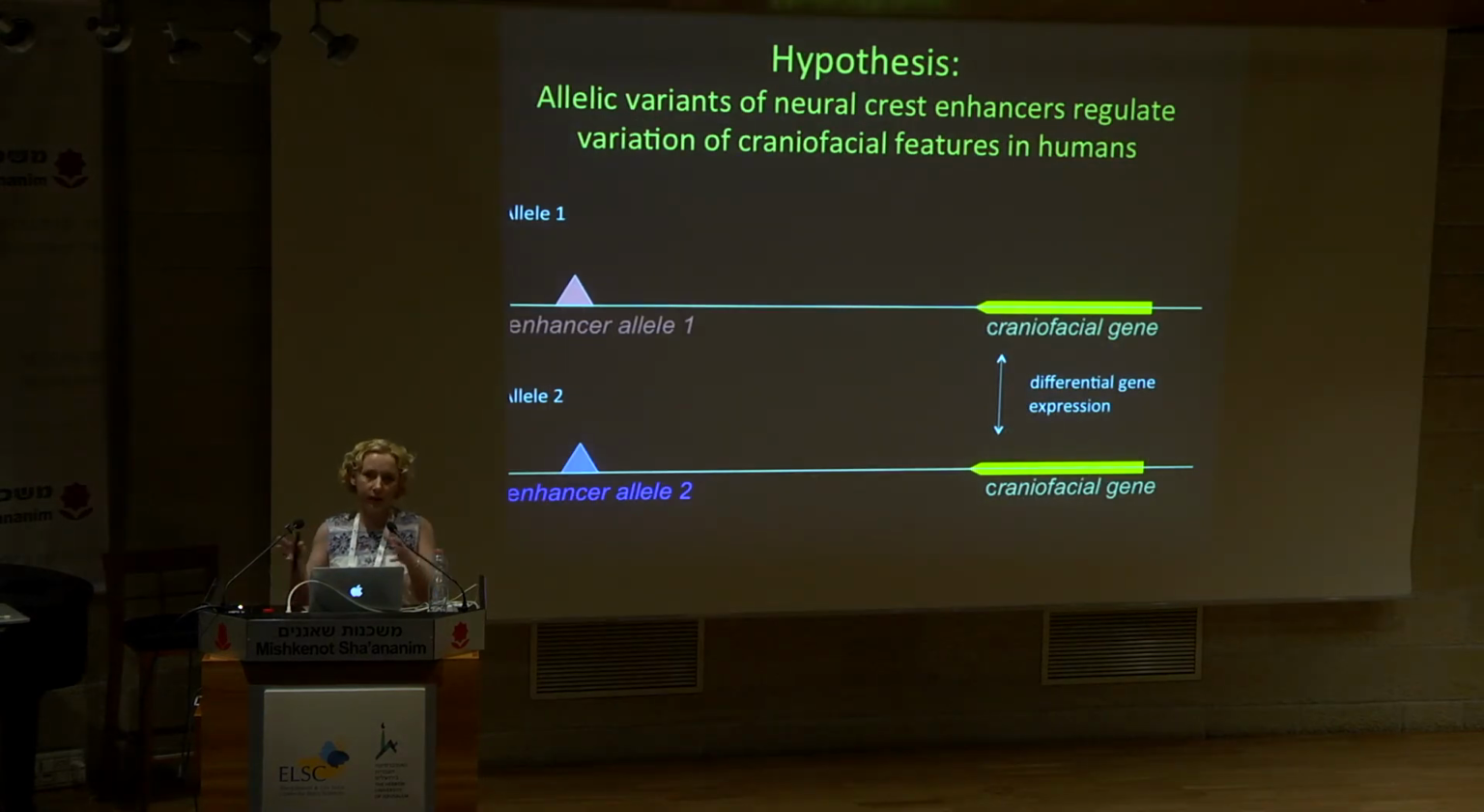So this leads us to my favorite hypothesis, which is that allelic variants of neural crest enhancers may regulate variation of craniofacial features in humans, with the idea that we got some enhancer alleles from our mom and some from our dad, and it's the combination of this regulatory variance that gives us certain facial morphology that is clearly related to our family but also distinct.